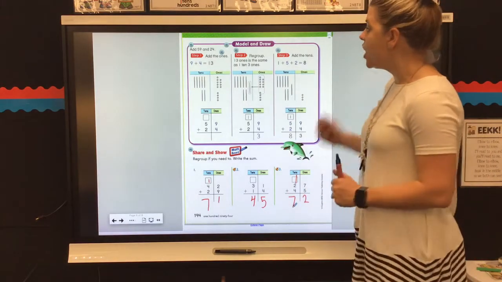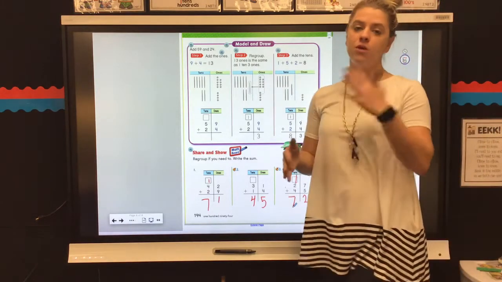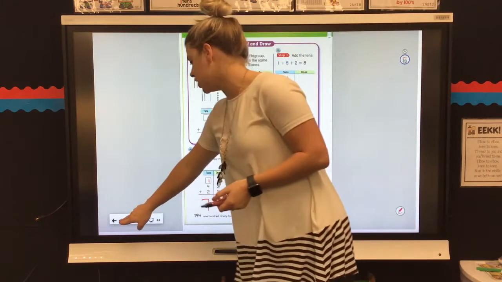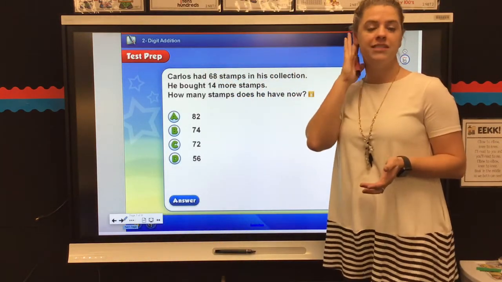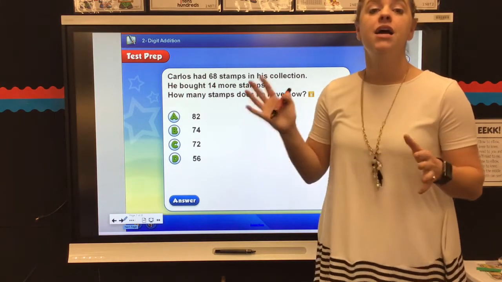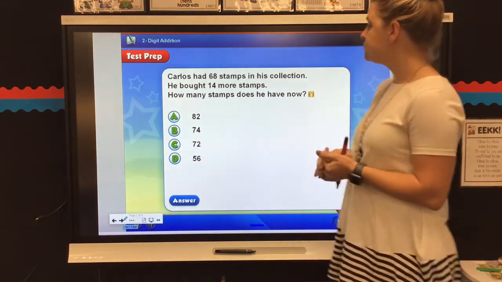Very good. All right, before you go and before you start working all of them on your own, we're going to solve a word problem. Now, this one is not in your book, but if you would like to work it out with Miss Gates, go ahead and grab your dry erase board. All right? So here we go.